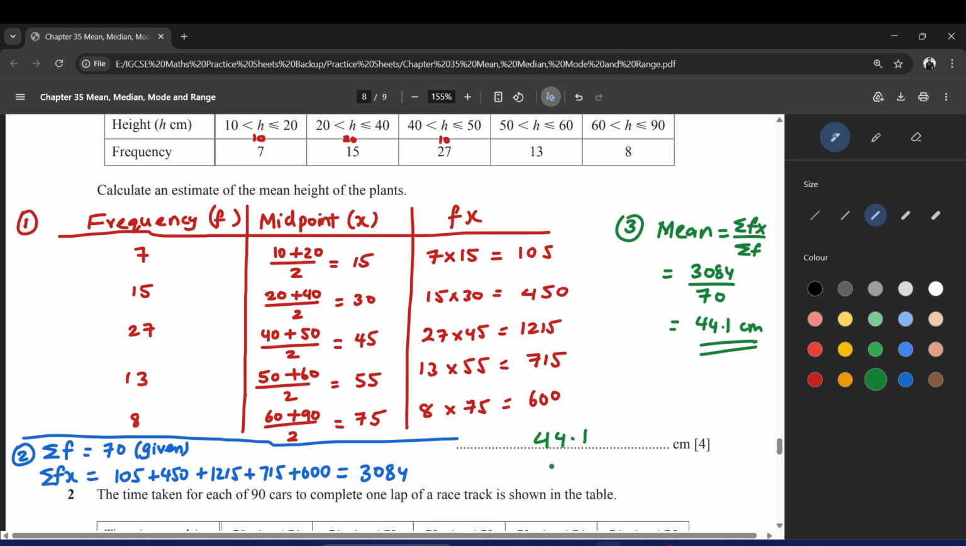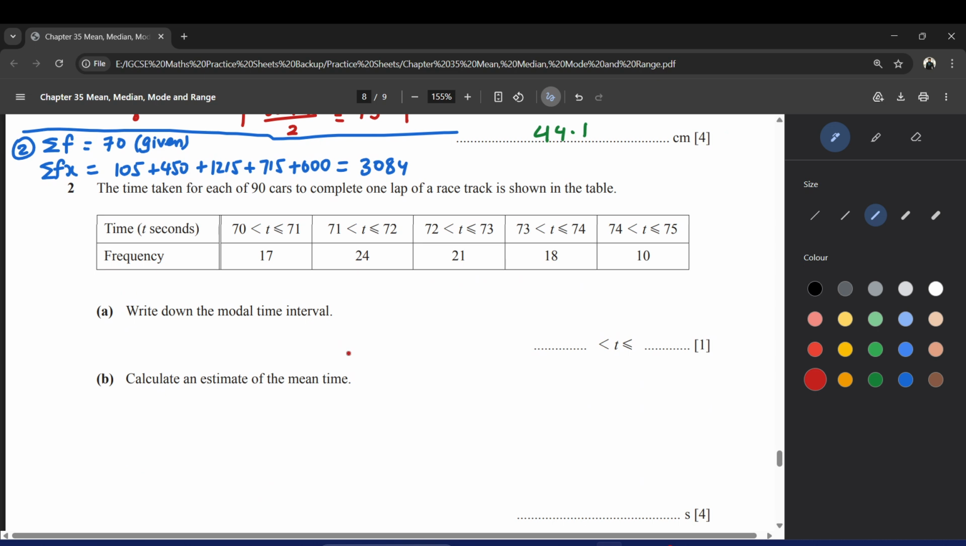So you can see that in the lecture I told you about 4 steps, but here I have narrowed it down to 3 steps. Okay, because the second step was to calculate the fx, right? So I've actually included it within the table. So the step number 1 is going to be to make the table. Within that table, you calculate the midpoint and you calculate the fx. Second step is work out sigma f and sigma fx, and then step 3, work out the mean. All right. So let's move to question number 2 now.